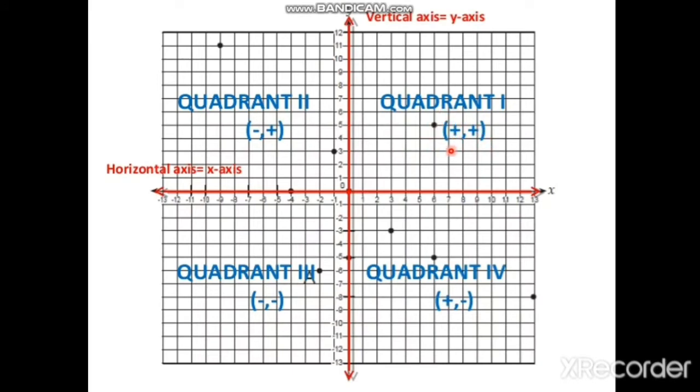So first quadrant is plus plus, that is both the coordinates are positive, and in second quadrant the first coordinate, that is x, is negative while the y is positive. In third quadrant both are negative, x is negative and y is also negative, while in fourth quadrant x is positive, that is 1, 2, 3 and y is negative, minus 1, minus 2, minus 3. So first one x is positive and y is negative.